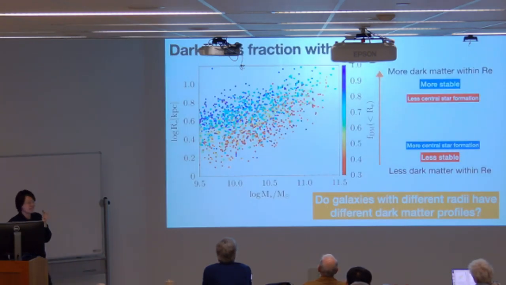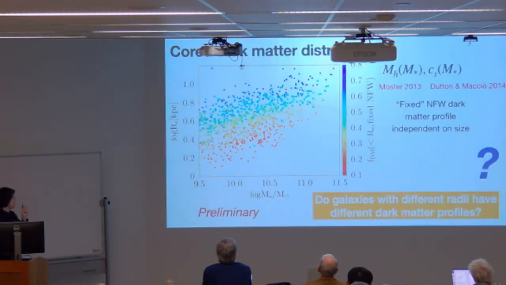So at least for now, I'm not sure whether this is consistent, and whether this simple model, which is independent of size, can simply produce what we just saw before, that galaxies with larger radii have higher dark matter fraction. So I still put a question mark here.